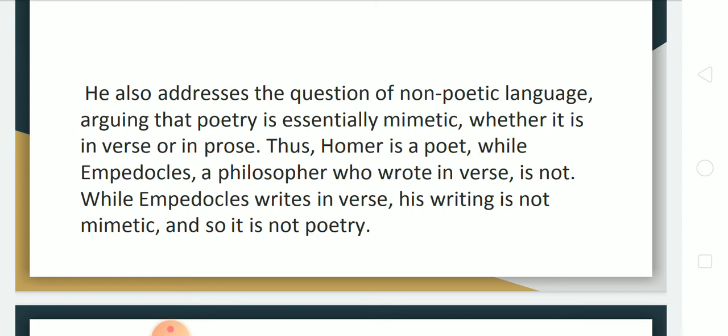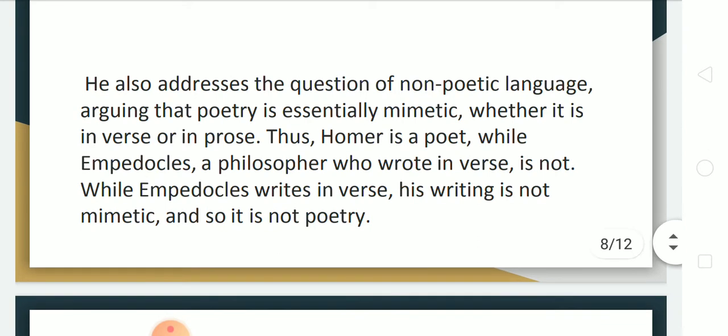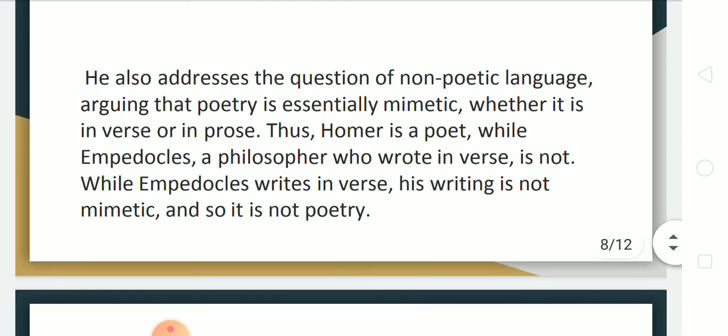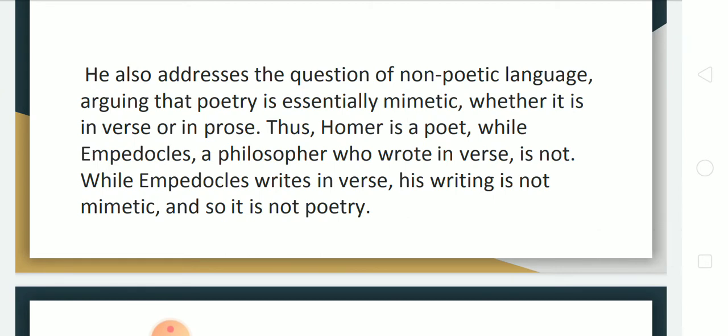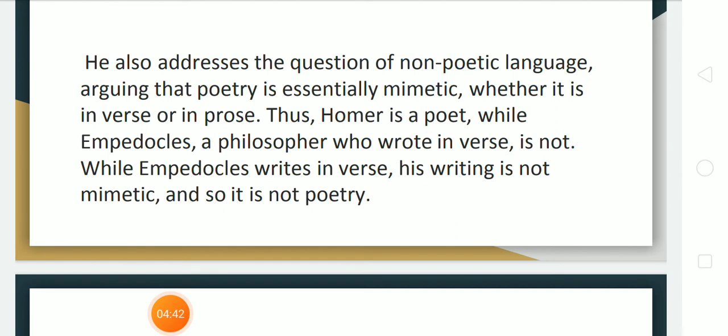Thus he calls Homer a poet, while Empedocles, a philosopher who wrote in verse, is not a poet. Homer is a poet because what he writes is imitation of real life. He has been inspired by real life incidents, but whatever Empedocles writes is not imitation. Empedocles is a Greek philosopher who wrote about the origin of things. He wrote his ideas in verse form, but it is not poetry.